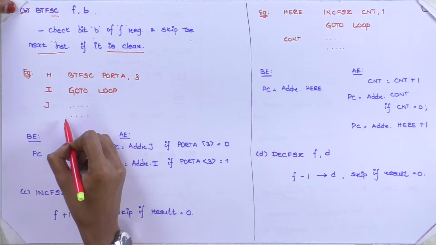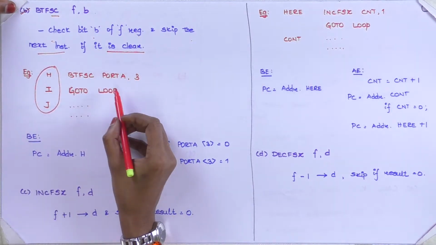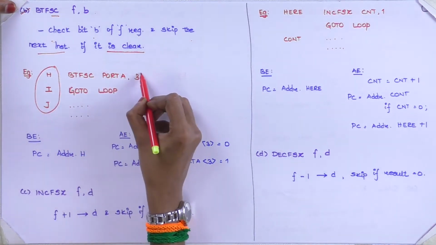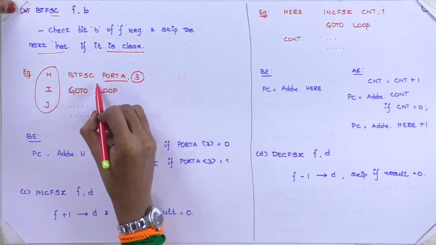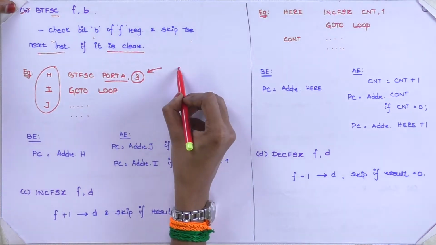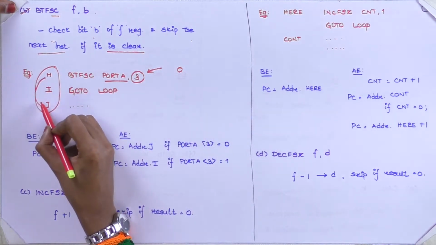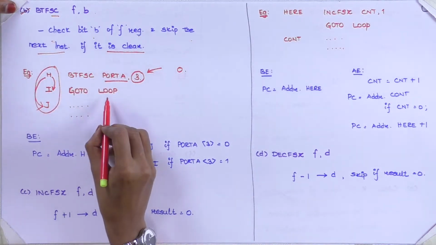I have taken an example. This represents the address location, and these are all the instructions. So BTFSC PORTA comma 3. This instruction will check bit number 3 of PORTA and skip if the PORTA third bit is 0, otherwise it won't skip. So it will skip to the J instruction if bit number 3 is 0. Otherwise it will execute the next instruction.